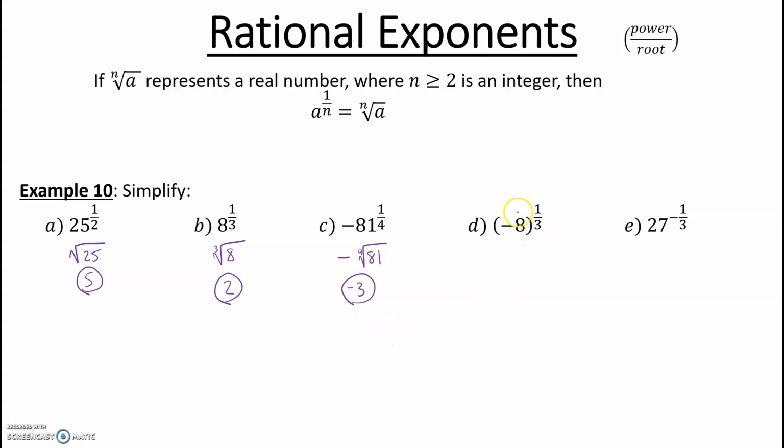Here your negative's in parentheses. So that is power over root, that is a cube root of negative 8. So the cube root of negative 8 is negative 2, because negative 2 times negative 2 times negative 2 gets me negative 8. Now here you have a negative in the exponent. So remember what that does, that's your reciprocal. So it's 1 over power over root, cube root of 27. And then cube root of 27 is 3, because 3 times 3 times 3 gets me 27. And we're done.